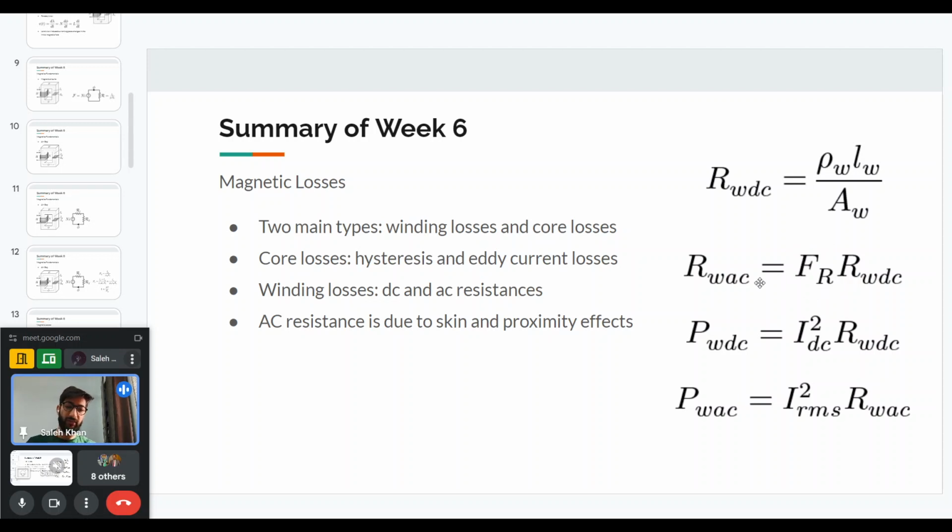And then we can find the losses related to the DC portion of the current, which will be given by IDC square times the DC resistance. And then we can also find the losses related to the AC portion of the current, which will be given by the RMS of the AC portion squared times the AC resistance. But here we will only focus on the DC resistance portion.